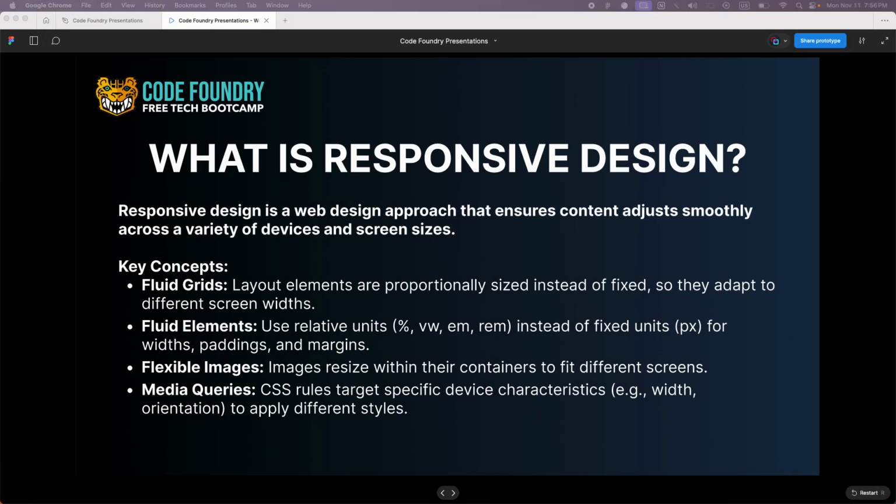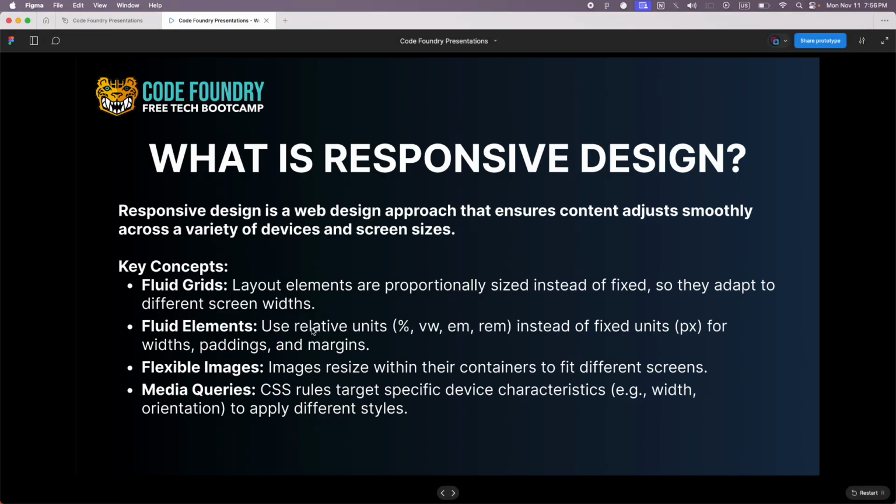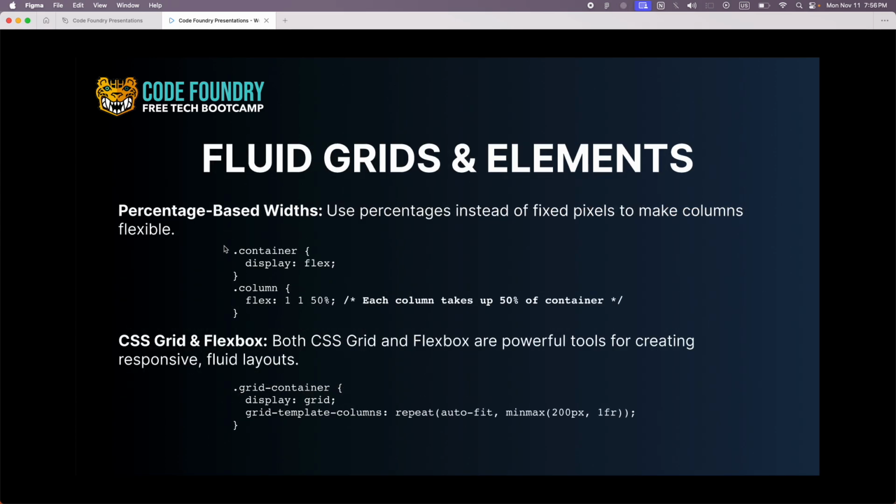And the way responsive design is changed and modified is using some of these basic principles like fluid grids, fluid elements, flexible images, and media queries. So fluid grids are layout elements that are proportionally sized instead of fixed, and we'll go into that in the next slide. So fluid grids are percentage-based sections or grids or units that we can create using CSS.